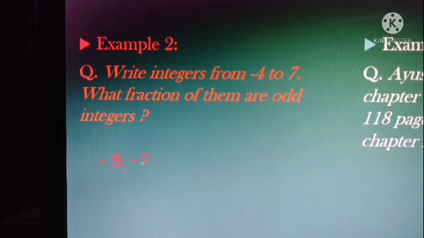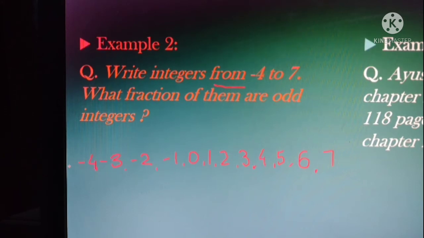-3, -2, -1, 0, 1, 2, 3, 4, 5, 6. And here it is saying from, that means you have to include -4 and 7 also. So here 7 and here -4.